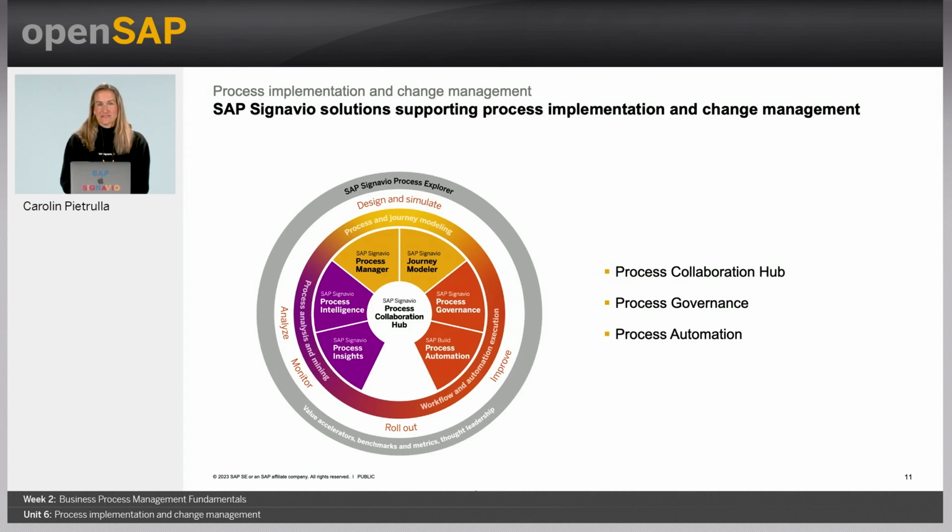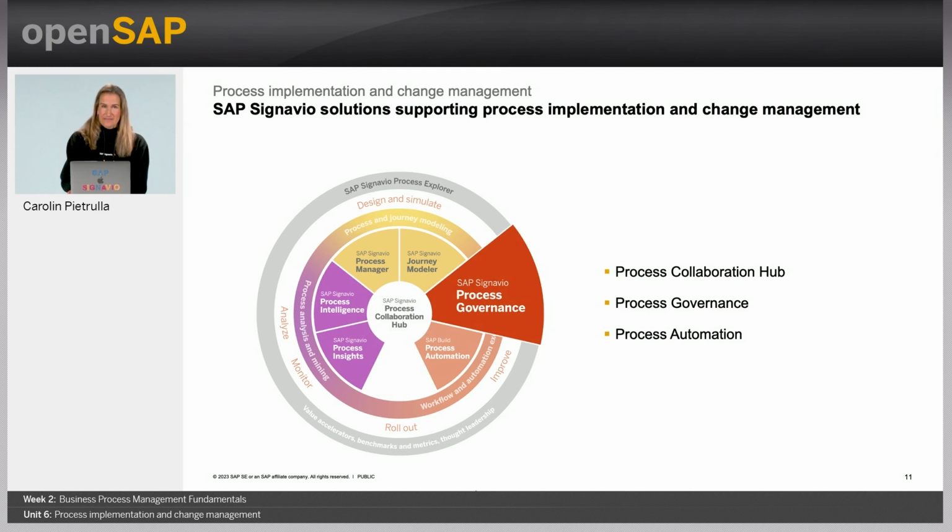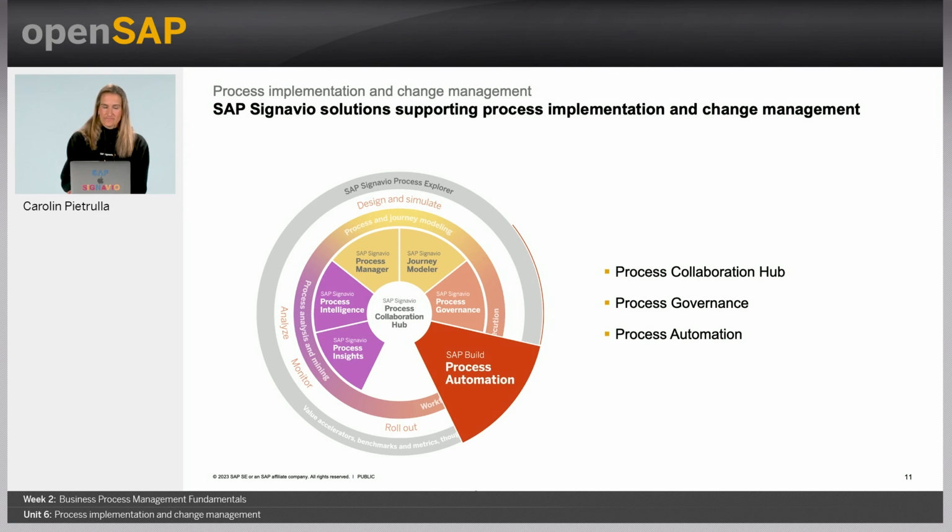As in all the previous sessions, let's take a look at the SAP Signavio solutions that can support our activities in process implementation. The three products I would recommend are, of course, the Process Collaboration Hub, SAP Signavio Governance, which turns business process models into standardized workflows that can be rolled out across the organization. And it also helps to coordinate tasks and supports collaborative process governance. And of course, process automation, which can continue to support the newly implemented process.